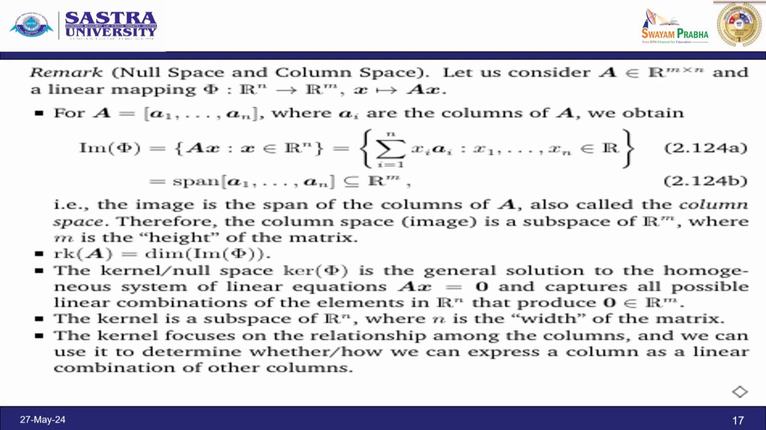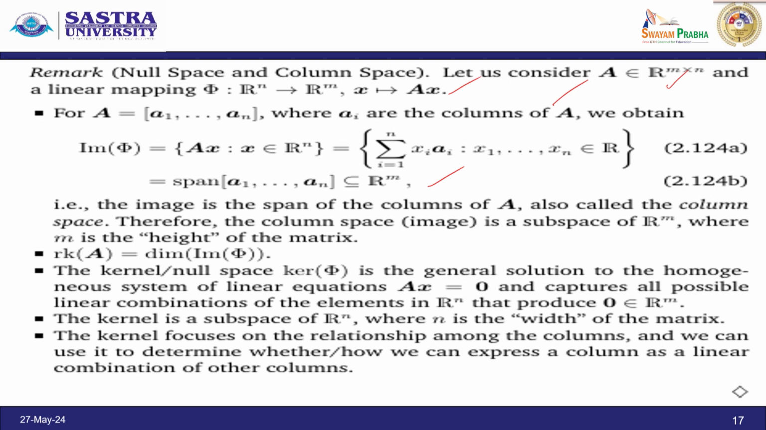Now, we go to the null space and column space. Let us consider A belonging to R power m cross n and a linear mapping phi from R power n to R power m where x maps to Ax. For A equal to [A1, A2, and so on, An], where the Ai are the columns of A, we obtain the image of phi equal to A x where x belongs to R power n, which equals the summation i equal to 1 to n of xi Ai where x1, x2 and so on, xn are in R, and that will be the span of A1, A2 and so on, An, a subset of R power m.